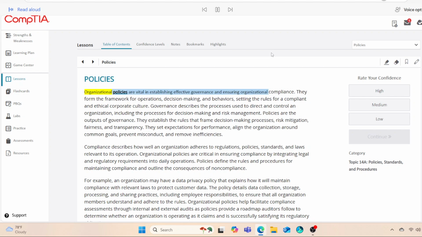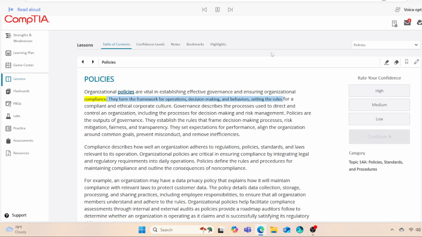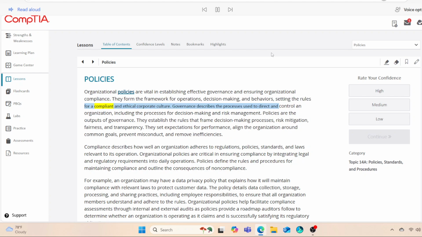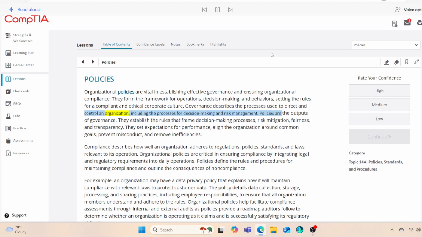Policies. Organizational policies are vital in establishing effective governance and ensuring organizational compliance. They form the framework for operations, decision-making, and behaviors, setting the rules for a compliant and ethical corporate culture. Governance describes the processes used to direct and control an organization, including the processes for decision-making and risk management. Policies are the outputs of governance.